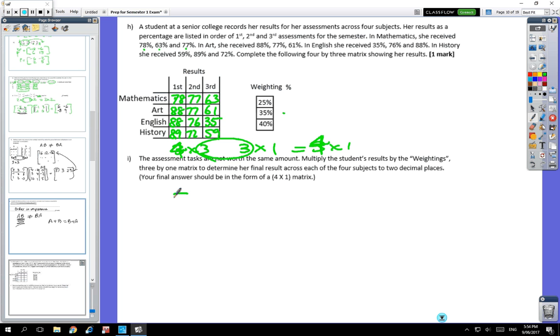So the maths results. Okay, so we're going to multiply that by that. So 78 multiplied by 0.25, to make the percentage a decimal, plus 77 times 0.35 plus 63 times 0.4 equals, so I got 71.65. So that doesn't seem fair, that your weakest subject gets multiplied by the highest weighting. But anyway, that's what they've done. So I'm not going to finish the other two. You can check the answers at the back.